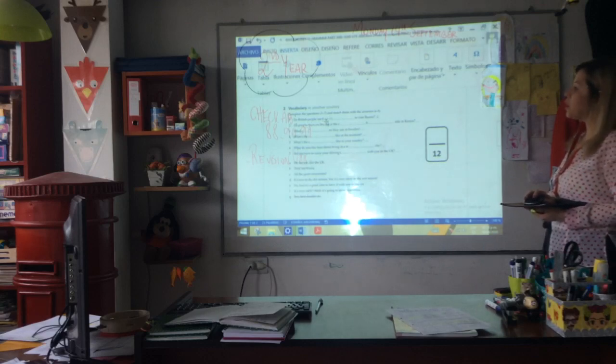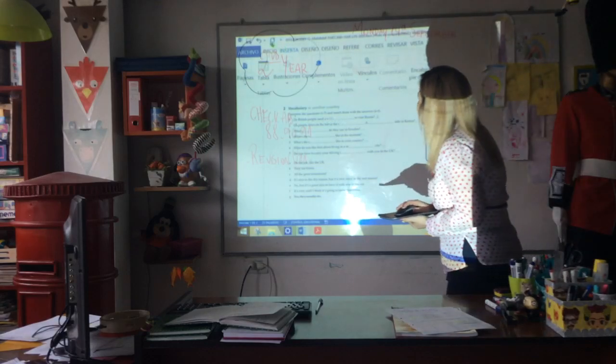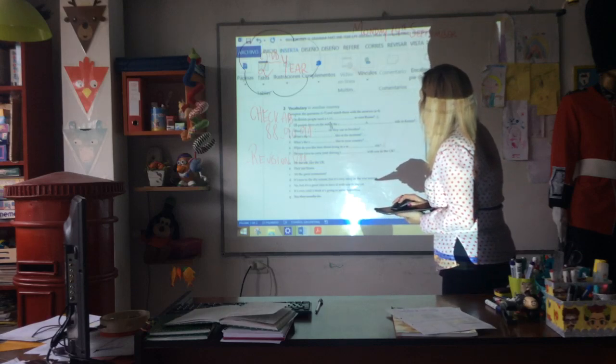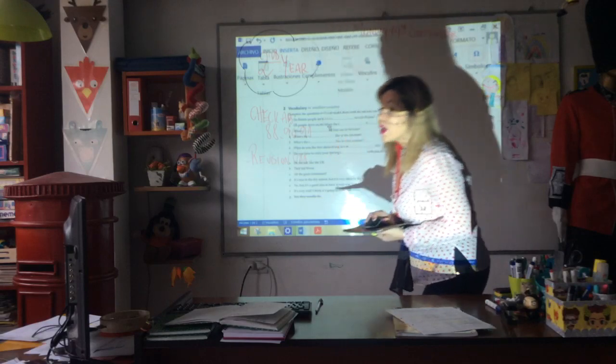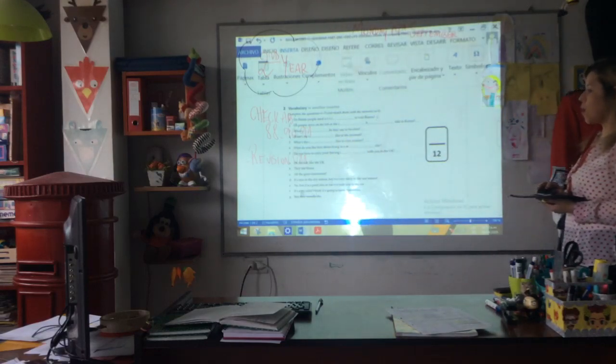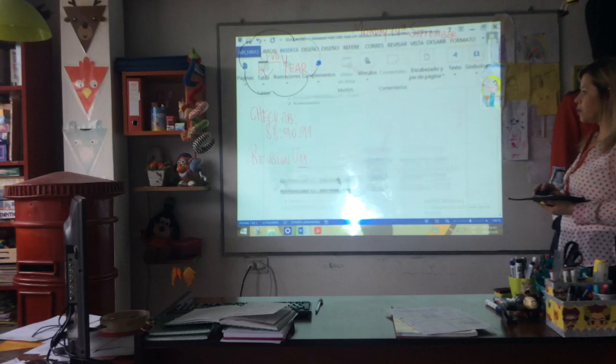Do British people need a visa to visit Russia? Unimos con la respuesta, yes, they usually do. Y así con las otras, okay? Ojo con vocabulario ahí, eh?